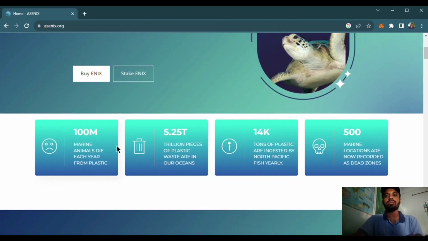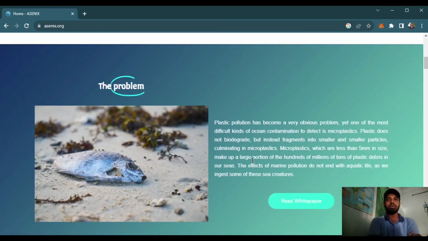Already 100 million marine animals die each year from plastic, and 5.25 trillion pieces of plastic waste are in our oceans, and 14k tons of plastic are ingested by North Pacific fish yearly, and 500 marine locations are now recorded as dead zones.